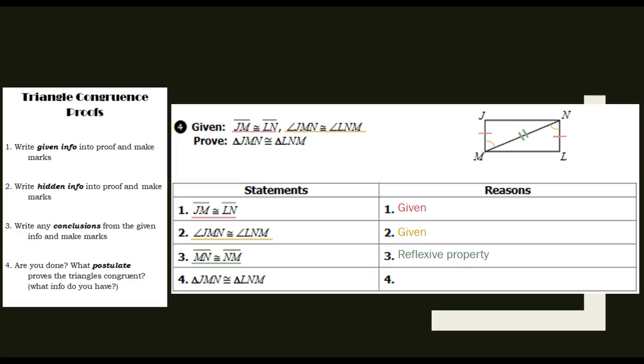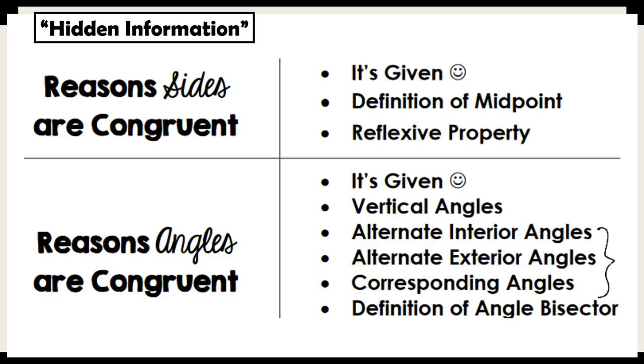And then if you just look at the top triangle, we do have 3 pieces of information. We've got a side, and then we've got an angle, and then we've got a side. And if you look over here, we've got a side, and an angle, and a side. So we can automatically say that the 2 triangles are congruent via the side angle side postulate. So we're done.